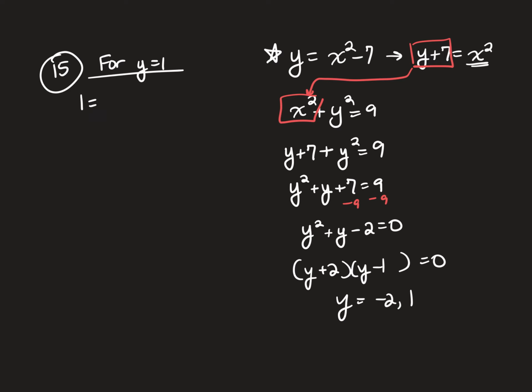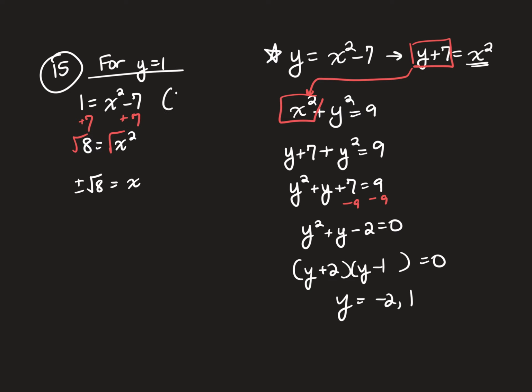So I will have 1 equals x squared minus 7. I'll need to add 7 to both sides. So I get 8 equals x squared, and then take the square root of both sides, remembering that when I take the square root of both sides, I have to include plus or minus. So here's what this tells me. I have 2 different x values, right?